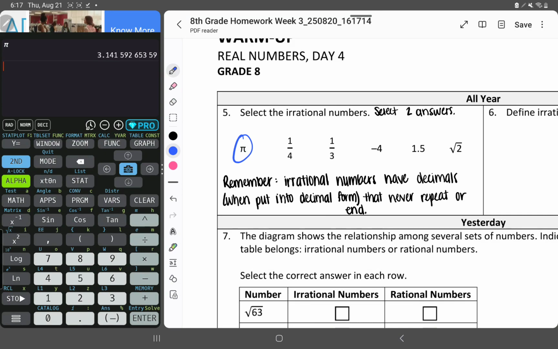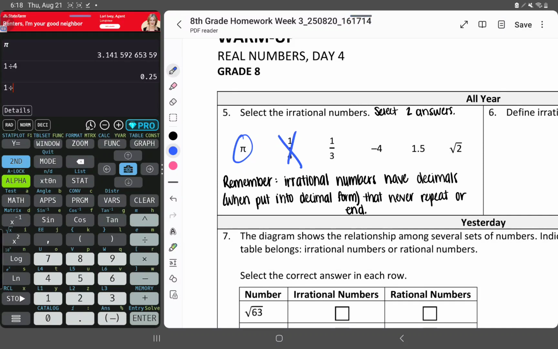1/4 is not one. First of all, if it can be written as a fraction, it's a rational number. But also when I put it into a calculator, it gives me 0.25, and that decimal definitely doesn't go on forever and ever and never repeat. And then 1/3 is already written as a fraction, which means it's a rational number. But also if I put this into the calculator, yes, this will go on forever and ever and ever. However, it repeats. So that one doesn't fit.